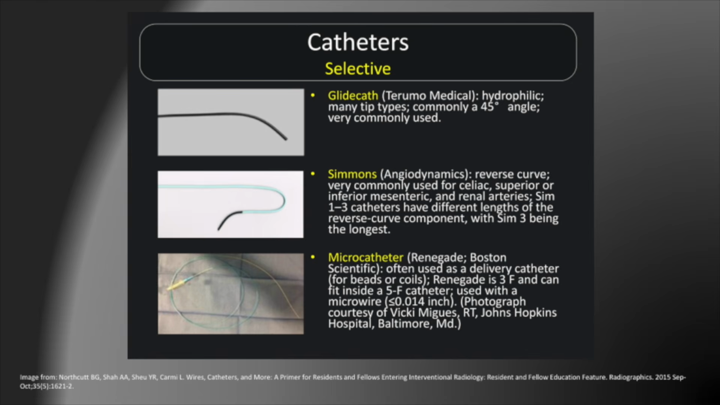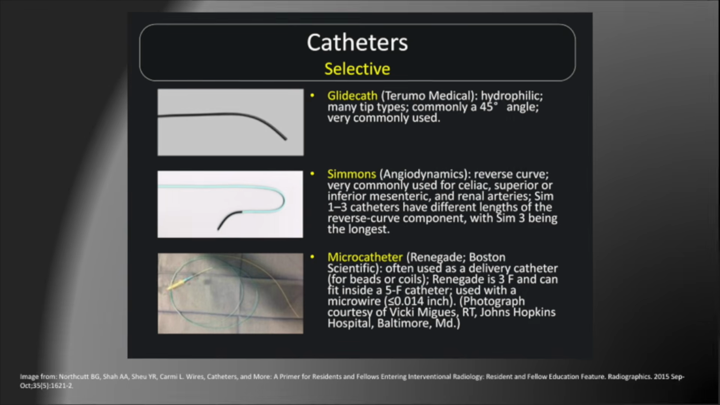On the top is an example of a glide cath. This is a very commonly used hydrophilic catheter that can have many different tip types. Below that is a Simmons catheter. As you can see, it has a reverse curve, so it'll start to curve one way, simulating a U-turn, and then it'll start to curve the other way. Below that is an example of a microcatheter, and a microcatheter is an even smaller catheter which can be inserted through a regular catheter to select smaller arteries. This is an example of a 3 French microcatheter.